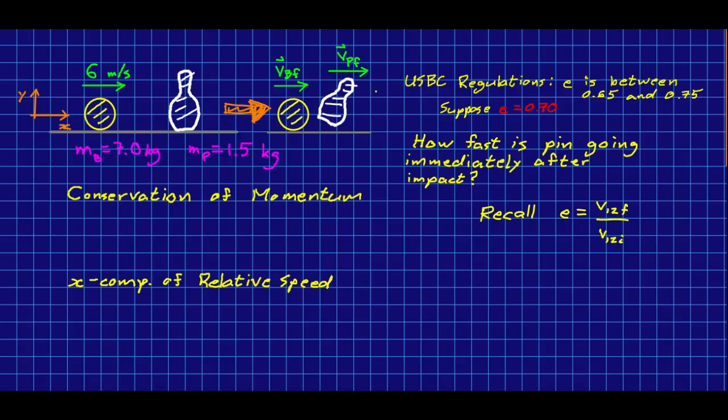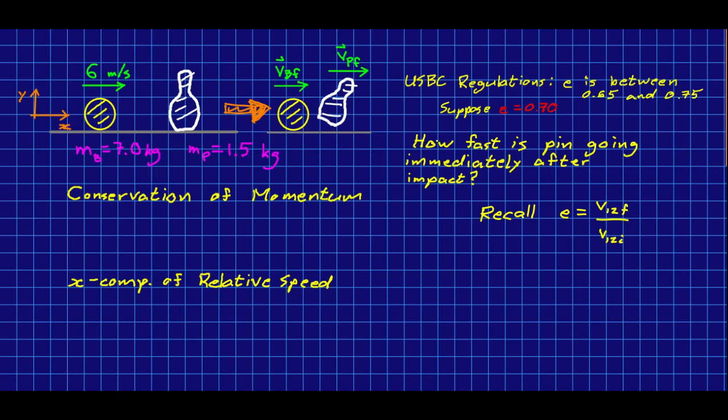Let's use this for a fairly realistic situation. So here's a bowling ball and a bowling pin, and these inertias of the bowling ball and the bowling pin are according to USBC regulations, and the US Bowling Congress also has regulations around the coefficient of restitution of balls and pins, and they say that the coefficient of restitution between a ball and a pin should lie between 0.65 and 0.75. So let's suppose in this case it's 0.7.